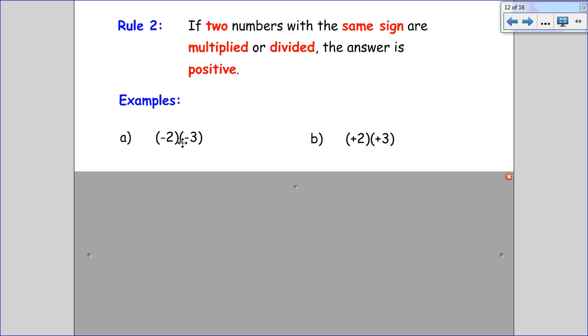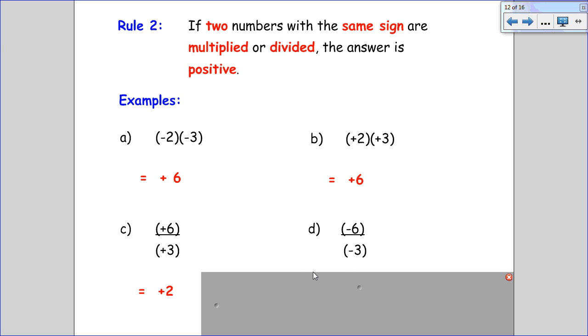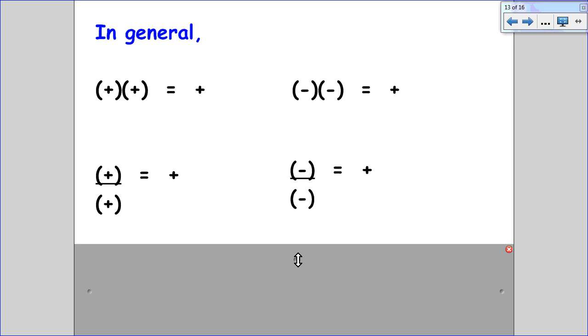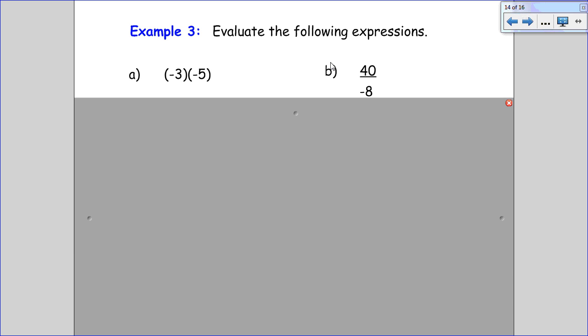So -2 times -3, multiply the numbers. 2 and 3 gives you 6. Same sign, it's positive. 6 divided by 3 is 2. Same sign, it's positive. Again, same sign, +2 is the answer. So in general, a positive times a positive, negative times a negative, positive divided by a positive, or a negative divided by a negative, all give you a positive answer.